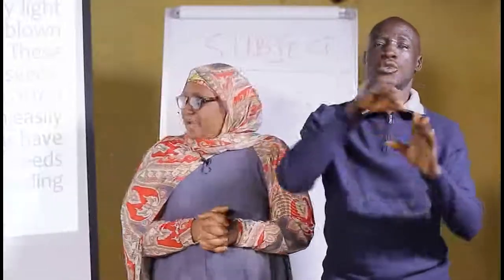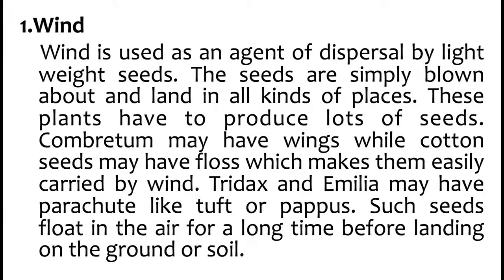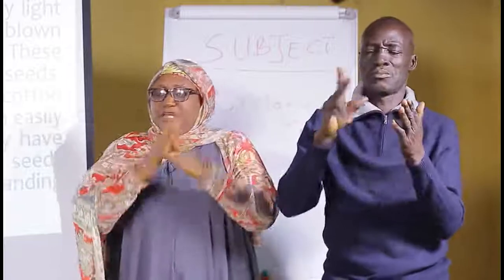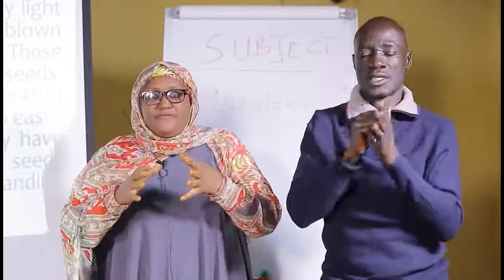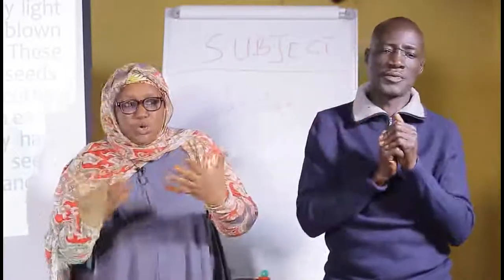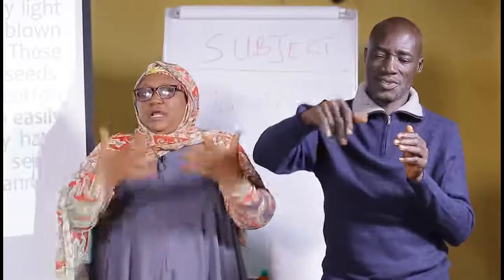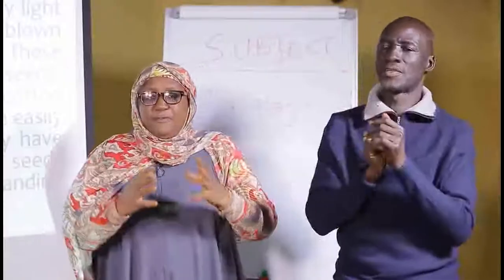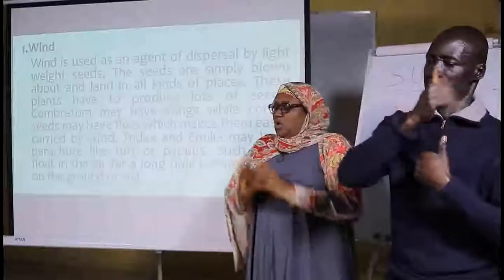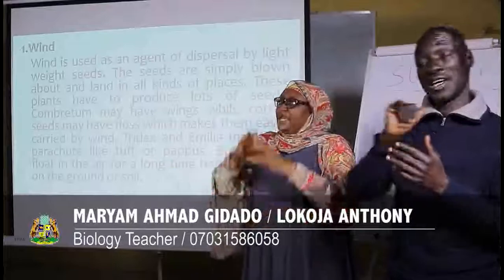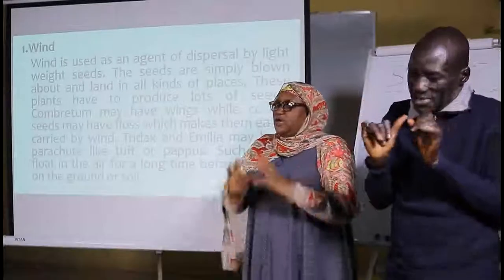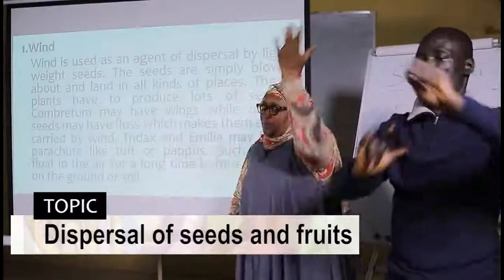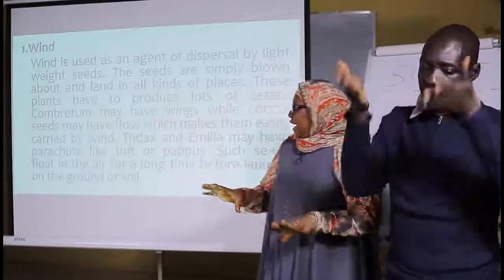and when it reaches a suitable soil, it germinates into a new plant. Then we have Tridax and Emilia. These are also plants that are being dispersed by wind. I think you, my students, know what a parachute is. Some of you make local parachutes and play with them. So the Tridax and Emilia have a parachute-like structure. I am not saying they are parachutes, but they have a structure on the seed and fruit that looks like a parachute, and that makes them fly to go to a particular place. That is dispersal by wind.